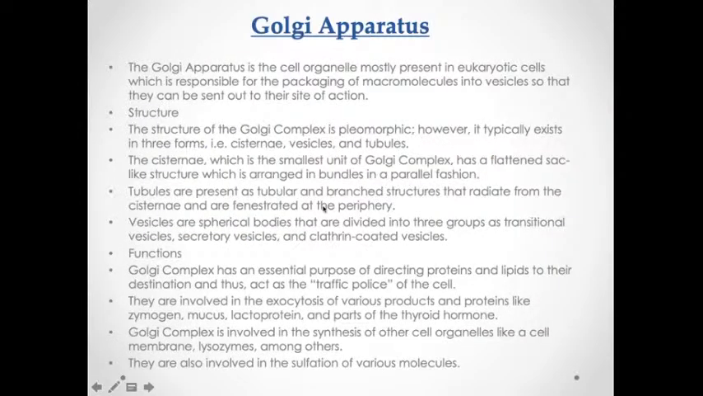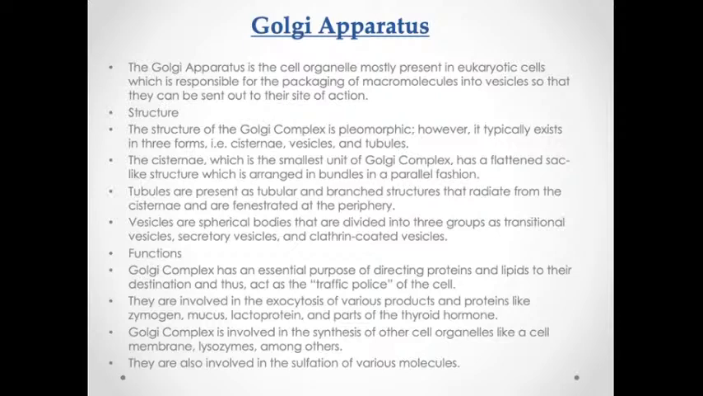So the Golgi apparatus is the cell organelle mostly present in the eukaryotic cells, which is responsible for packaging of macromolecules into the vesicles so that they can be sent out to their site of action. So wherever their work is, they could go there. The structure is pleomorphic. However, it typically exists in three forms: cisternae, vesicles, and tubules. Cisternae is the smallest unit of Golgi complex and has a flattened structure which is arranged in bundles in a parallel fashion. Tubules are present as tubular and branched structures that radiate from the cisternae and fenestrate at the periphery.